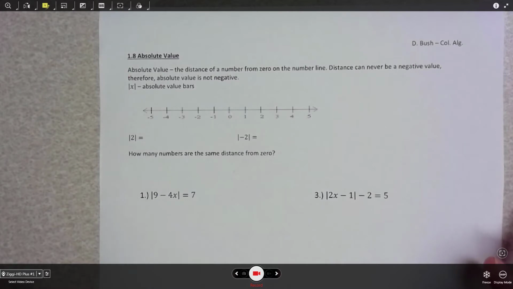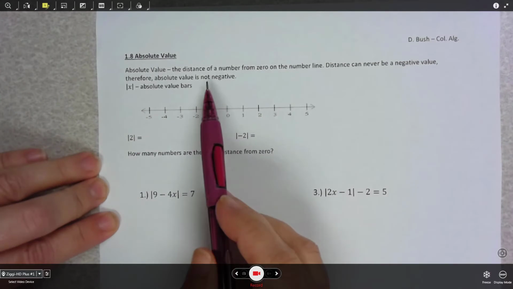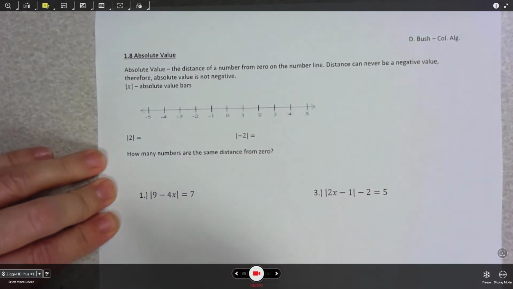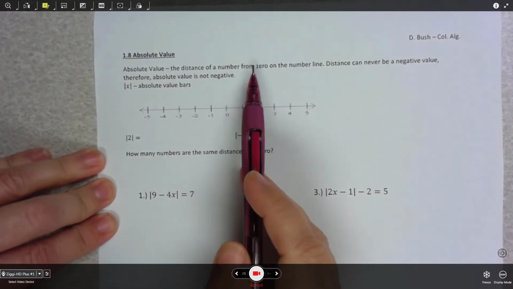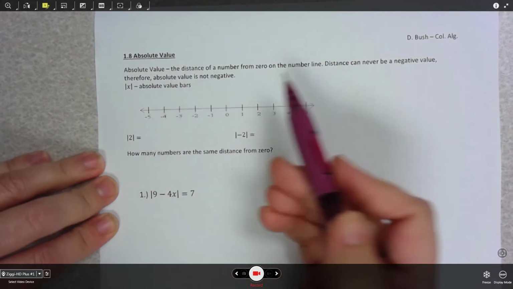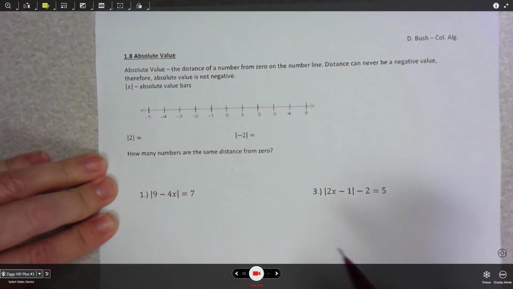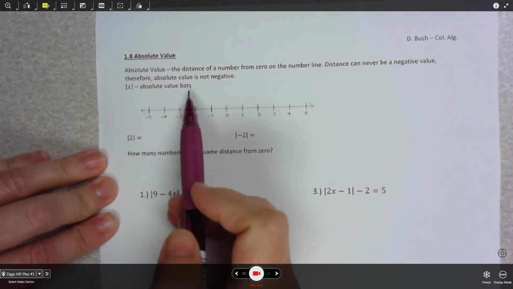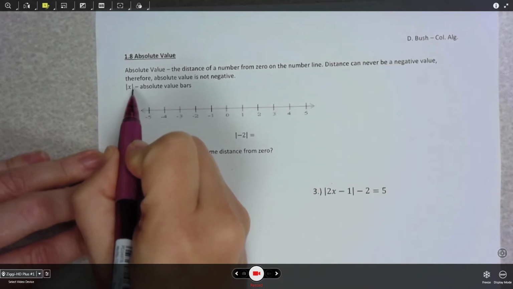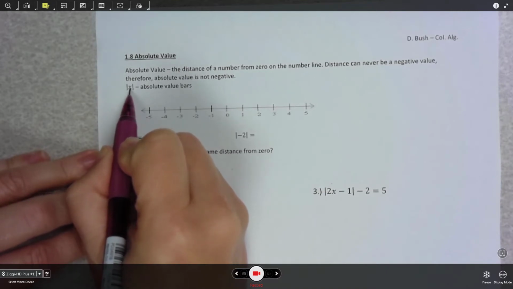If you look at the definition of absolute value, what it's asking for is the distance of a number from 0 on the number line. And because we're discussing distance, it can never be a negative value. Therefore, absolute value is never a negative value. To know that we're talking about absolute value, you will see these two parallel bars, and what's in between them, we want to know how far that value is from 0 on the number line.